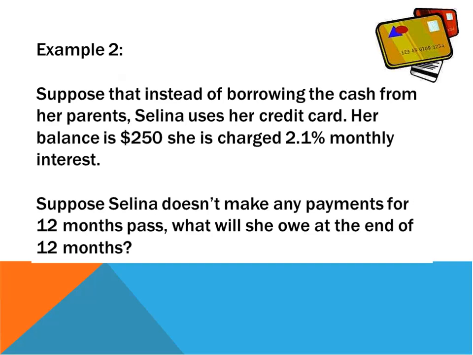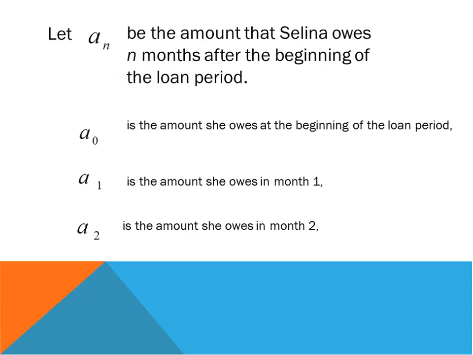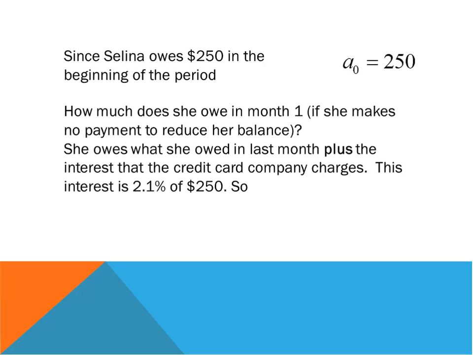So again, we'd like to think about it from a recursive standpoint. So I'm changing notation, and I'm doing this for y'all so you can decide which notation makes more sense for your students as you do recursive problems. So instead of using function notation, I let a sub n be the amount that Selena owes n months after the beginning of the loan. a sub 0 is the $250 initial balance, and then a 1 is the amount she owes after 1 month, a 2 is the amount she owes after 2 months, et cetera.